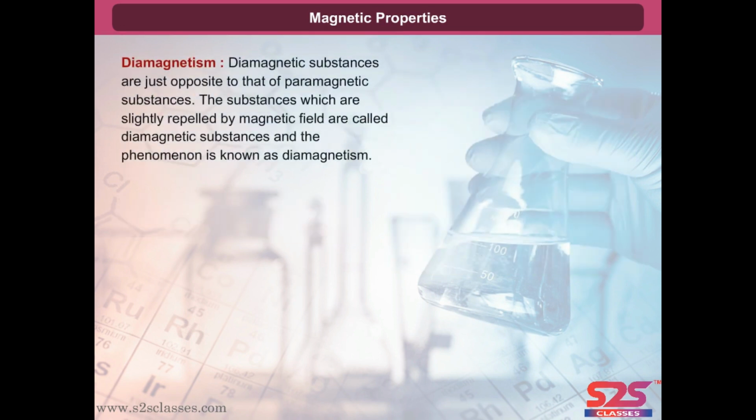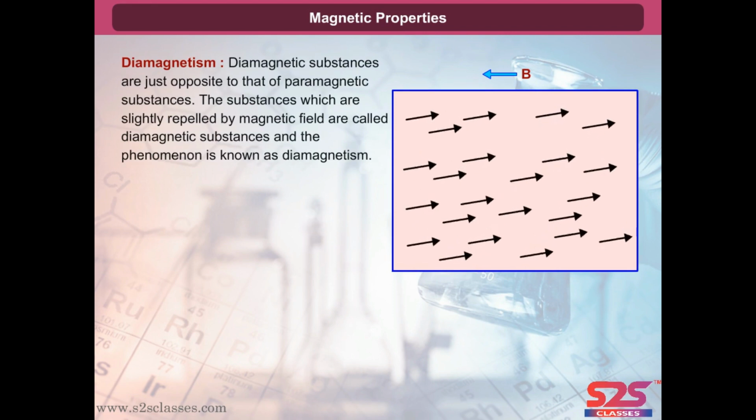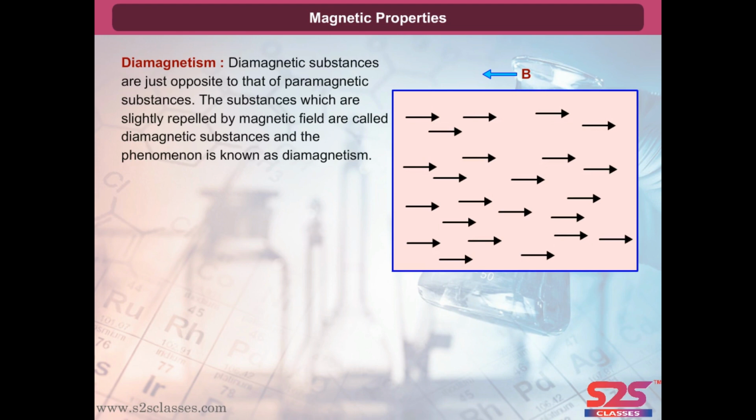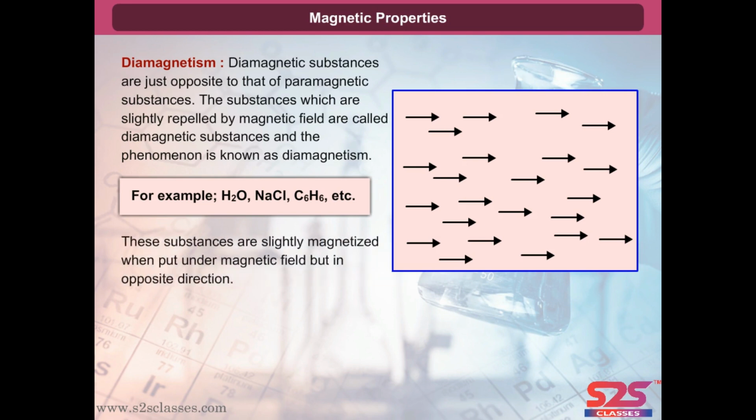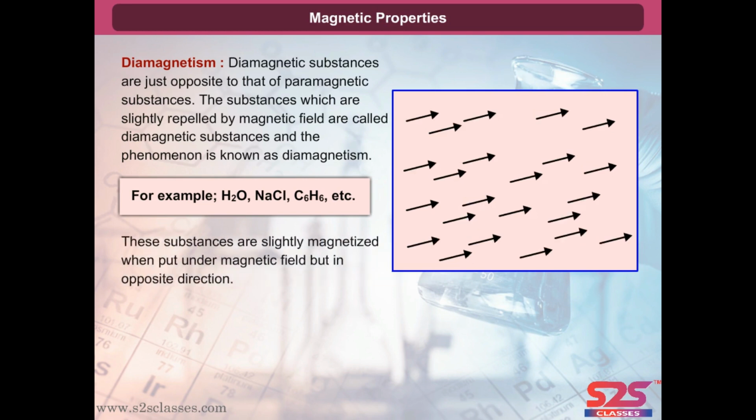Diamagnetism. Diamagnetic substances are just opposite to paramagnetic substances. The substances which are slightly repelled by a magnetic field are called diamagnetic substances, and the phenomenon is known as diamagnetism. For example, H2O, NaCl, C6H6, etc. These substances are slightly magnetized when put under a magnetic field, but in the opposite direction.